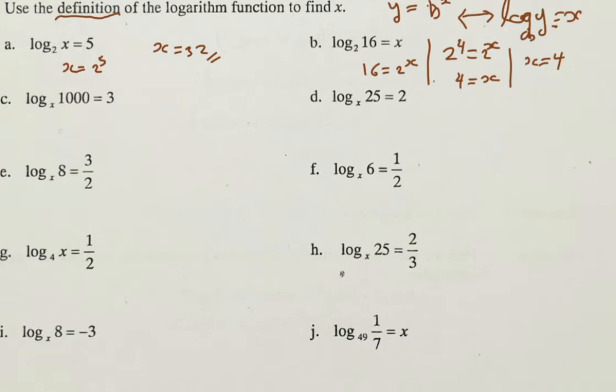C, 1000 is equal to x to the power 3. x is the base. 3 is the exponent. Try to make the exponent the same. It is easily seen that 1000 is 10 to the power 3. 10 to the power 3 is x to the power 3. So x is 10.